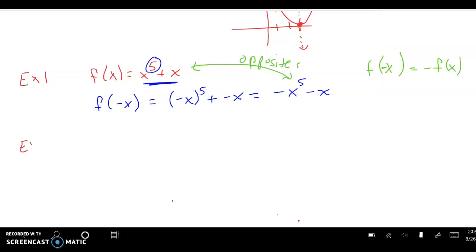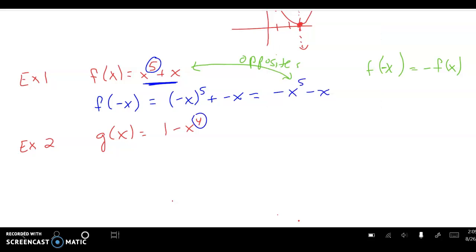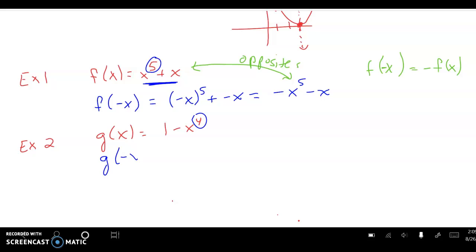Example 2. g of x equals 1 minus x to the fourth. Now again, the degree is 4. So we definitely know it cannot be an odd function. It's either even or neither. So if we take negative x and plug it in, let's see what we get.